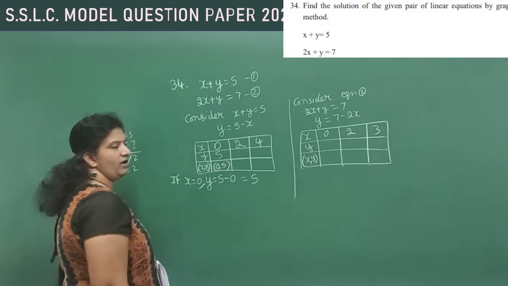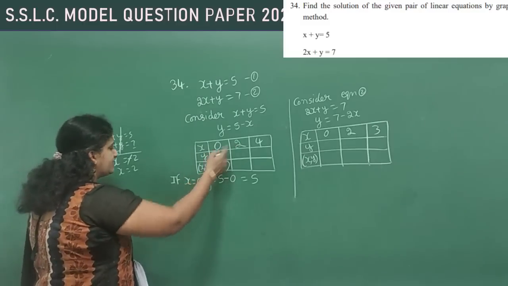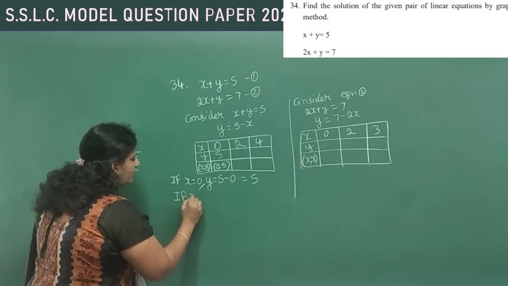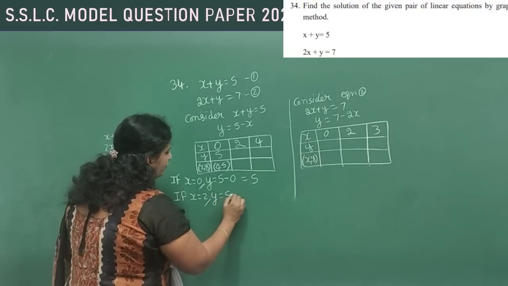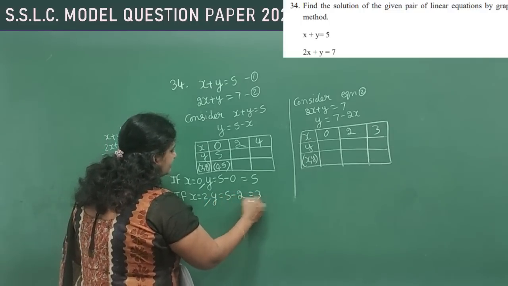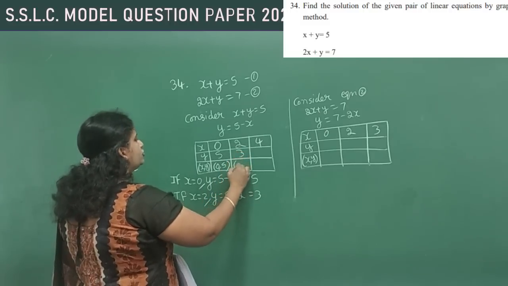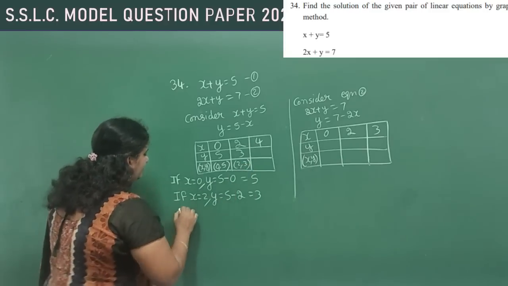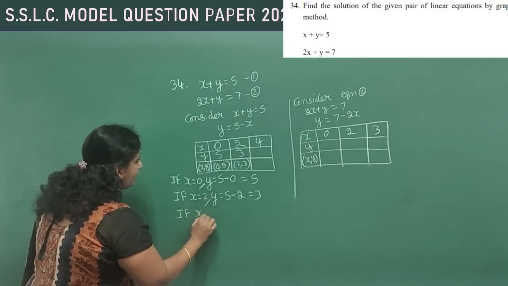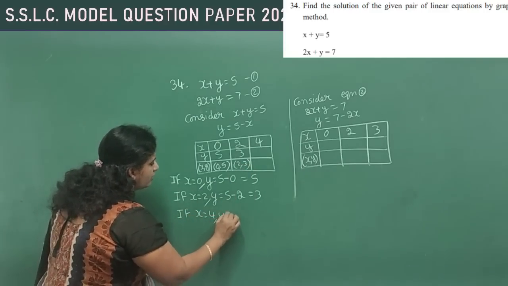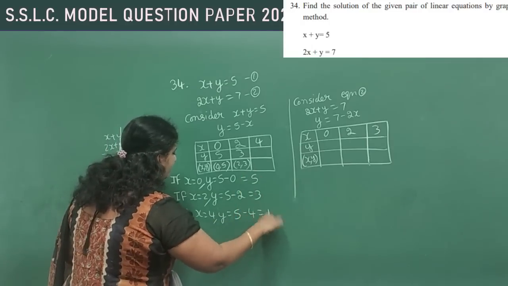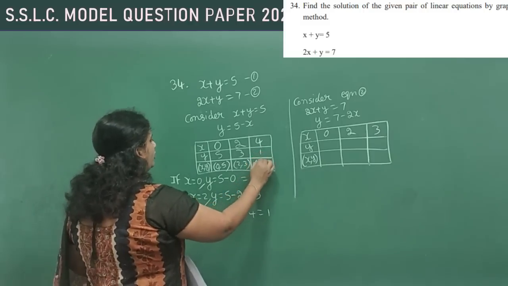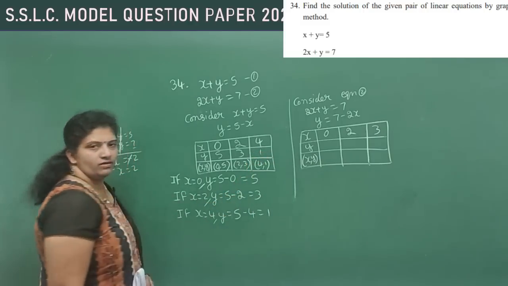Coordinate is (0, 5). In the same manner, if x is equal to 2, y is equal to 5 minus 2, that is 3. (2, 3) is the coordinate. And again, if x is equal to 4, in the place of x substitute 4, 5 minus 4, that will be 1. (4, 1). Right?